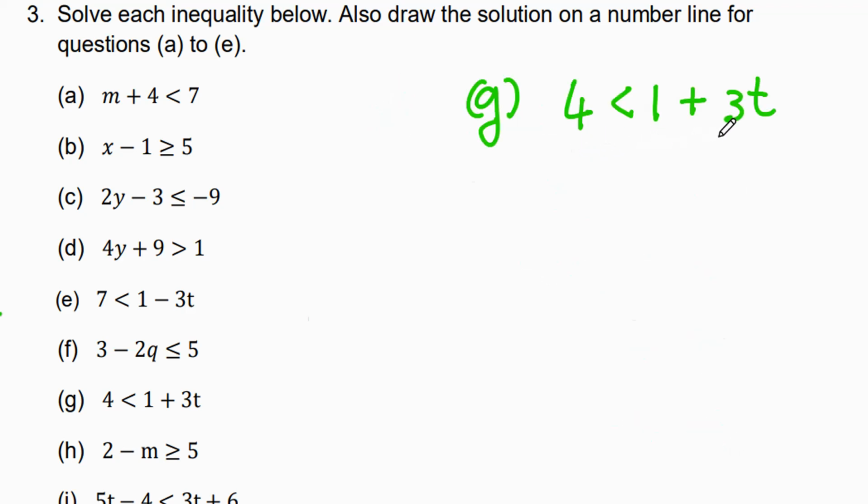In this inequality, the letter is on the right-hand side. And we always want the letter to be on the left-hand side. So we're going to bring the 3t here to the left-hand side, and it becomes negative 3t. At the same time, we can take the 4 to the right-hand side, and it becomes negative 4.